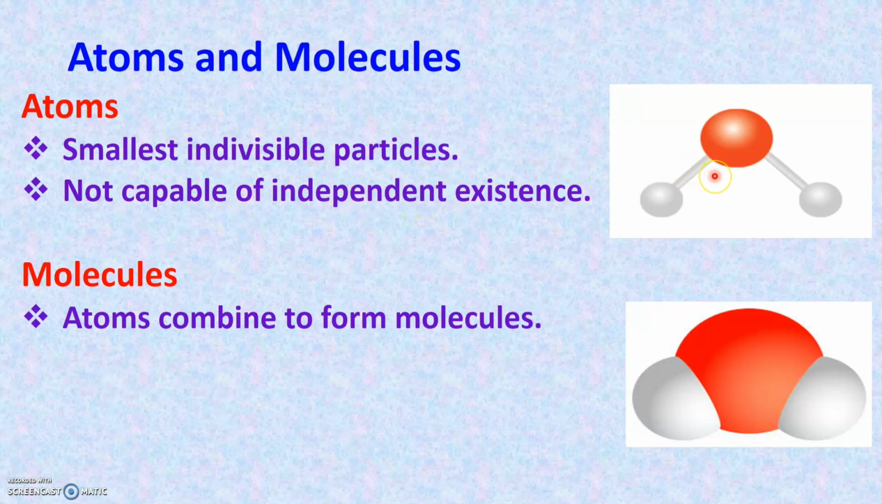As you can see here in the picture, this red and two white balls represent atoms. So here in this picture, in total, there are 3 atoms. This red atom is different from these white atoms.